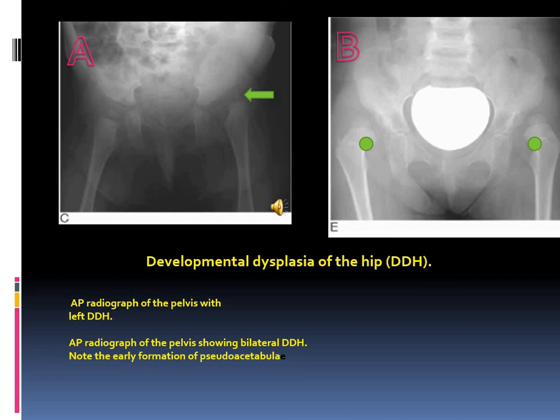If you try to draw the Shenton line or the Perkin line, you can detect an abnormal site of the epiphysis, and the Shenton line on both sides is interrupted. So this also represents bilateral DDH and even abnormal acetabulum.